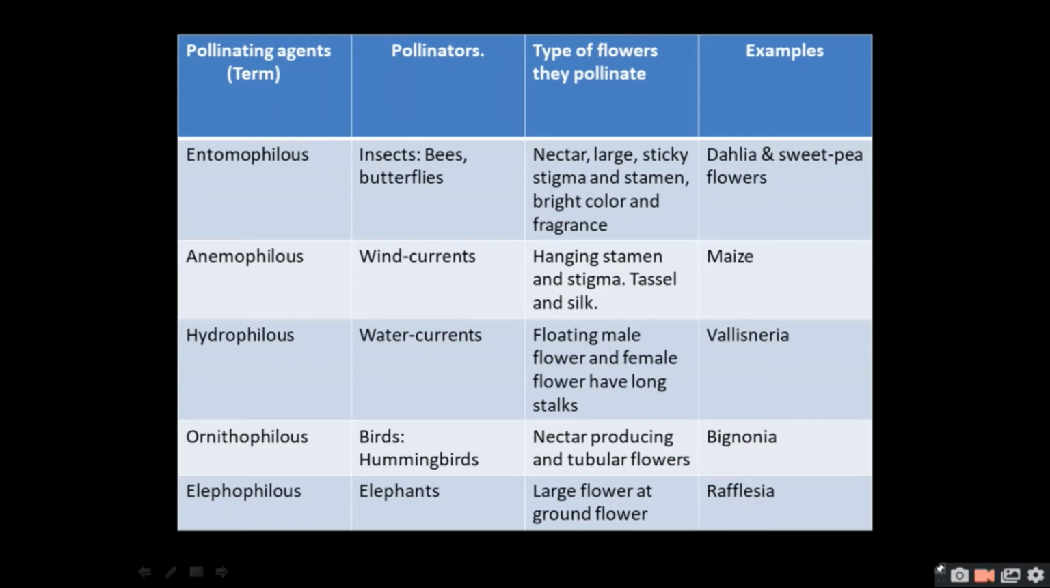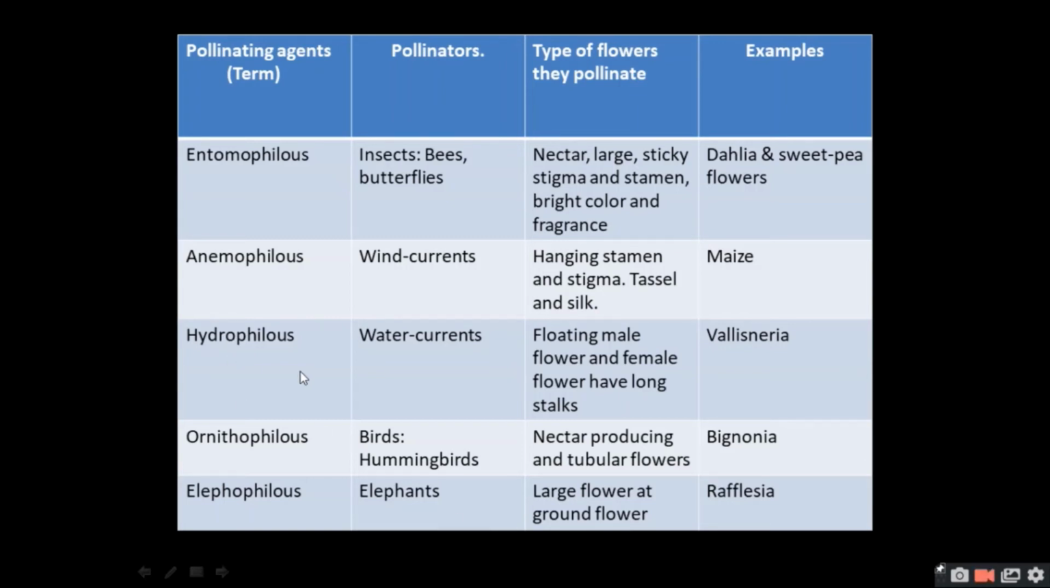Next is Hydrophilous. Before coming to Hydrophilous, I would like to add one more point here. Maize plants are genetically known to be of the autogamy type, and they are functionally cross-pollinating. They show a cross-pollinating nature.